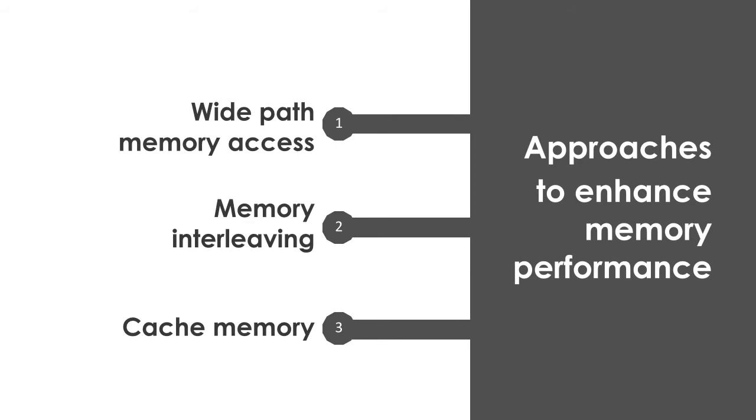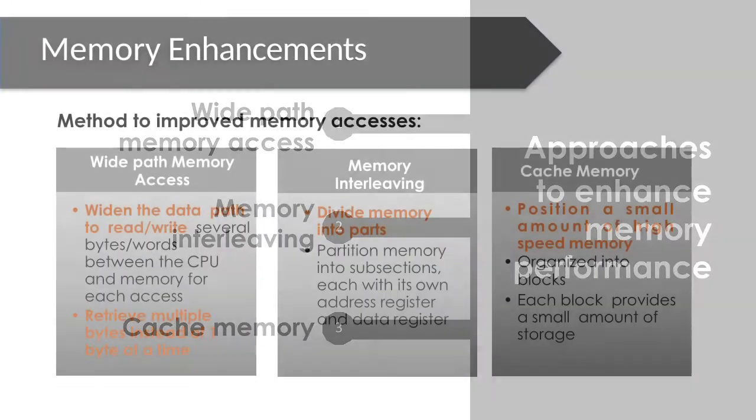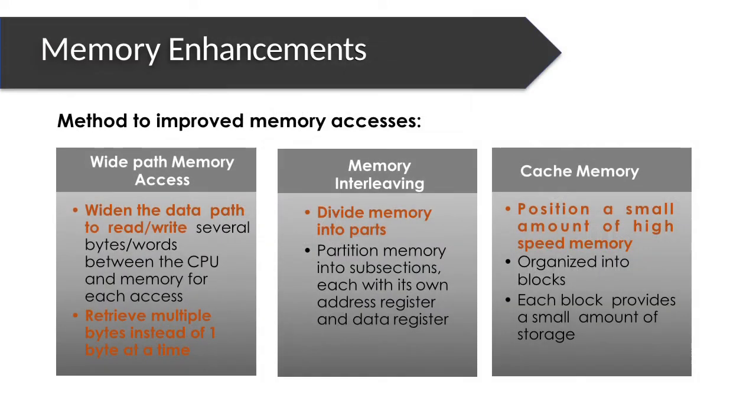There are 3 approaches that can be done to enhance the memory performance. The first approach is wide path memory access. Second is memory interleaving, and the third is cache memory. These are the overview of the 3 methods of memory enhancement.